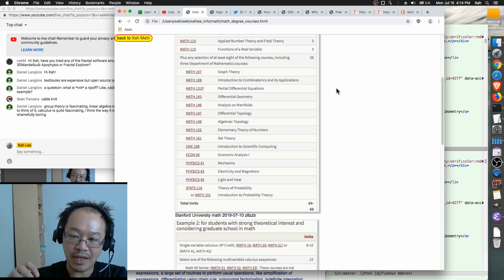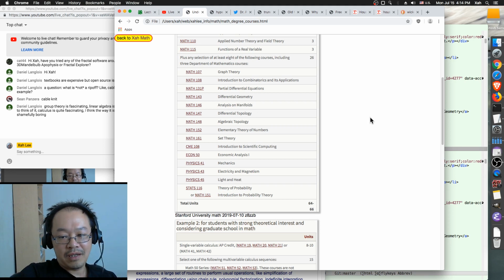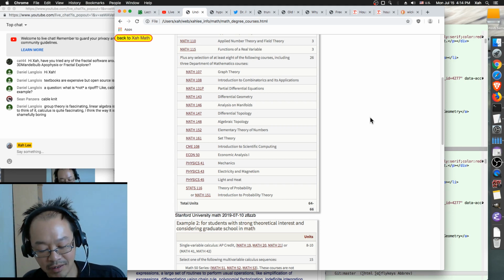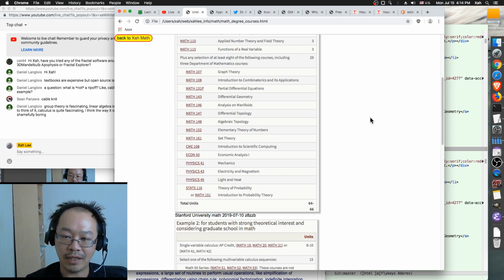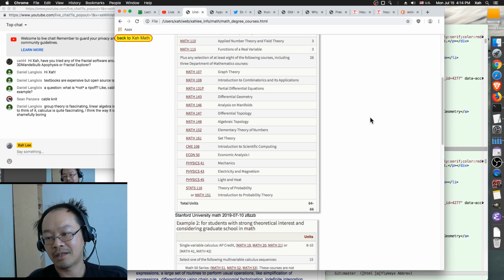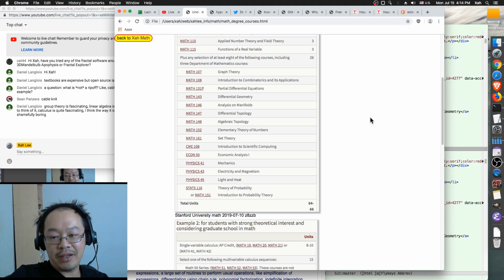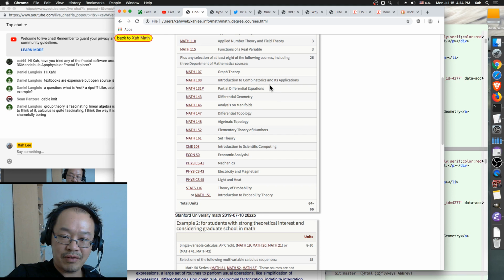Equal importance to that is what's called analysis. Analysis is basically calculus, but in a mathematician's way. So you have abstract algebra and analysis. This is the third year study for a math major. Now for the fourth year of math major study, it can be quite a few things.